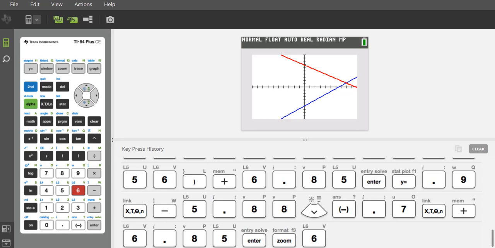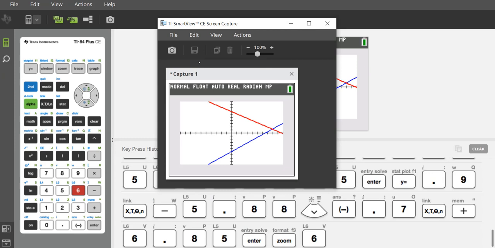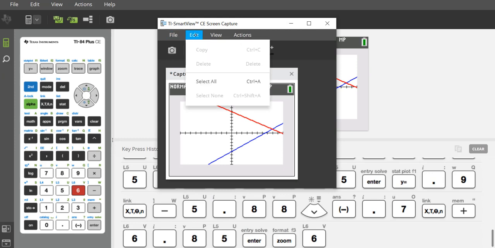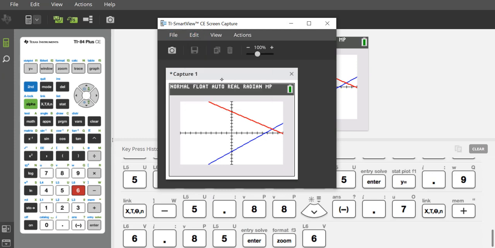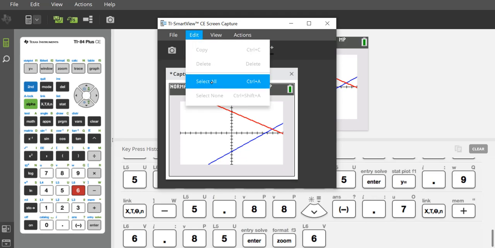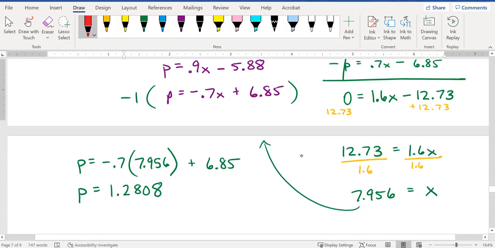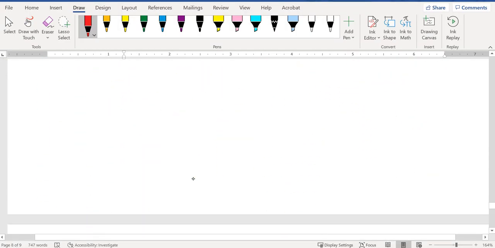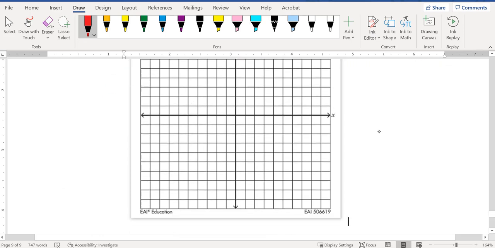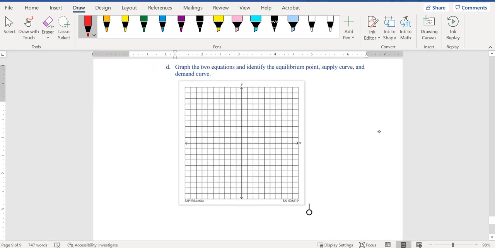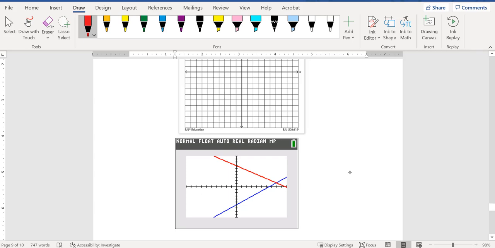Okay, those are my two lines. Let me go to a picture, and I'm going to do, hold on. I'm going to do that one. I'm going to copy it, and then I'm going to go over to my here. And instead of that, I'm going to put in that graph.